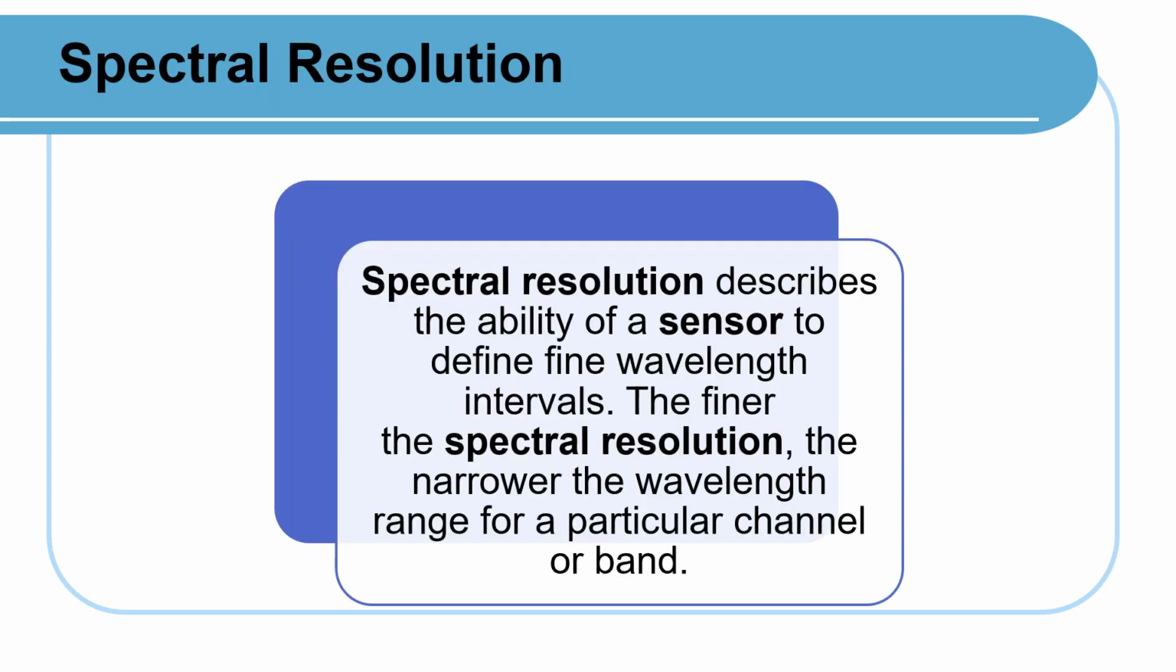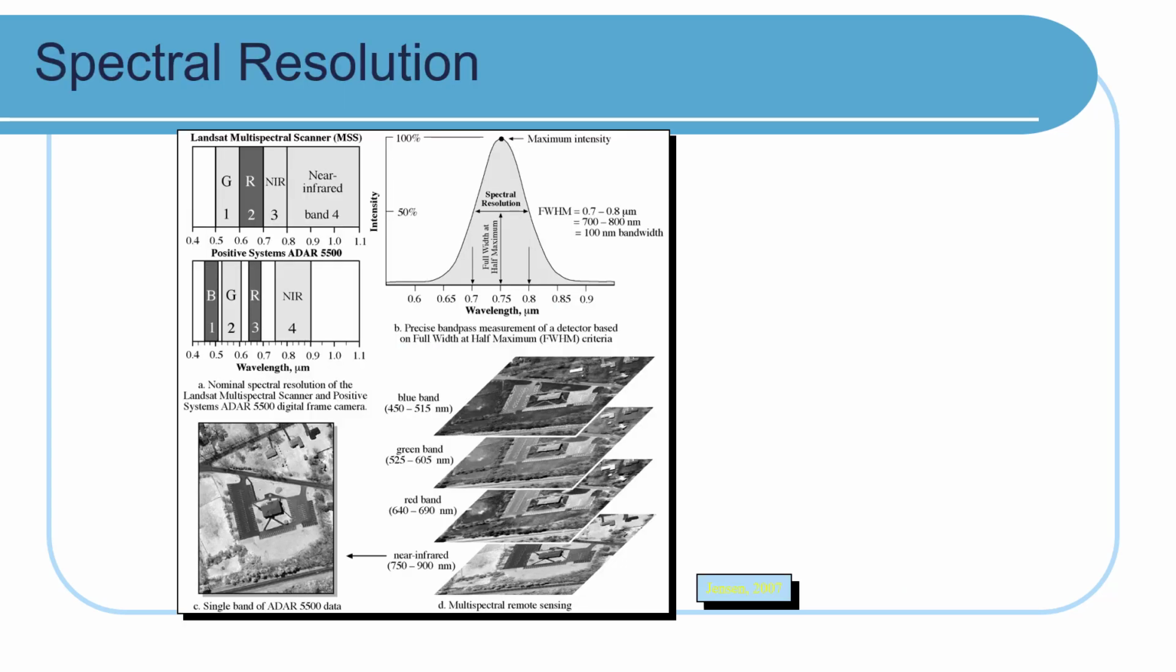The second type is spectral resolution, and it describes the ability of a sensor to define fine wavelength intervals. So the finer the spectral resolution, the narrower the wavelength range for a particular channel or band. So here is some representations of spectral resolution.